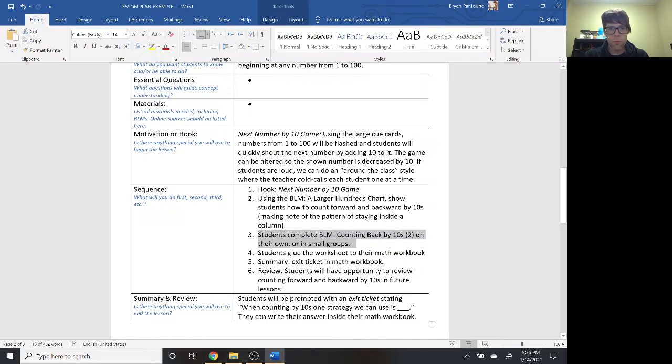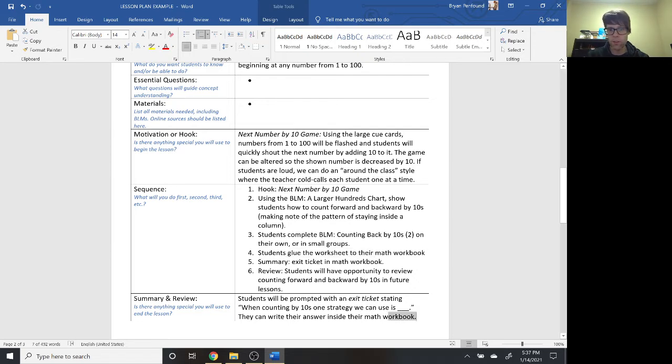So let's talk a little bit more about what a BLM is, and maybe I'll finish off the sequence. Of course, once the students are done, I assume that they're going to have a math workbook of some kind. They're going to glue that worksheet into their math workbook and then hand that math workbook in to me, and that's going to be my form of assessment. That'll be my assessment tool for this particular lesson. They're filled in answers using numbers, as well as that one sentence exit ticket answer.